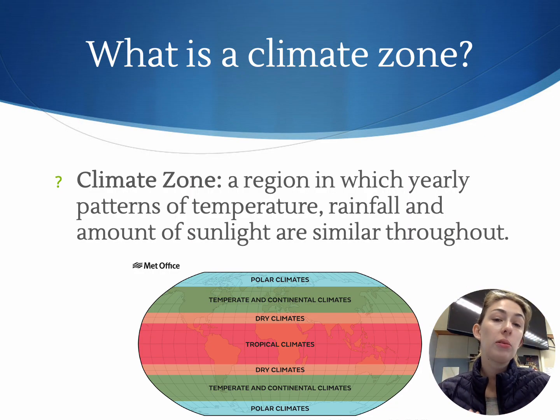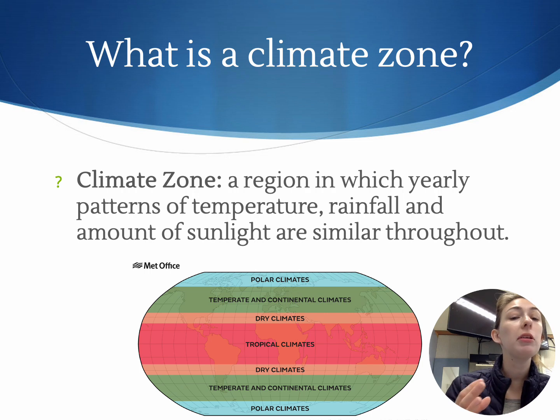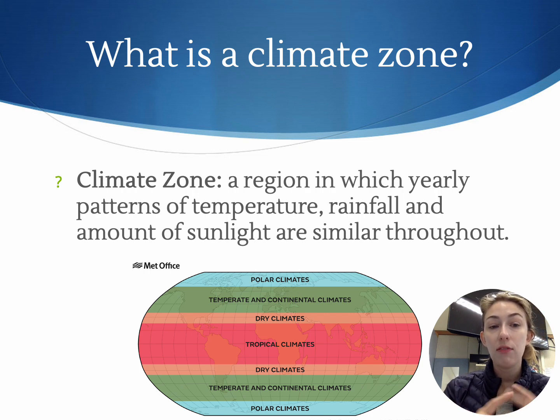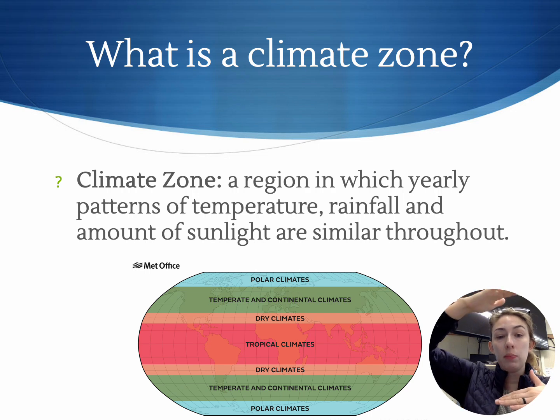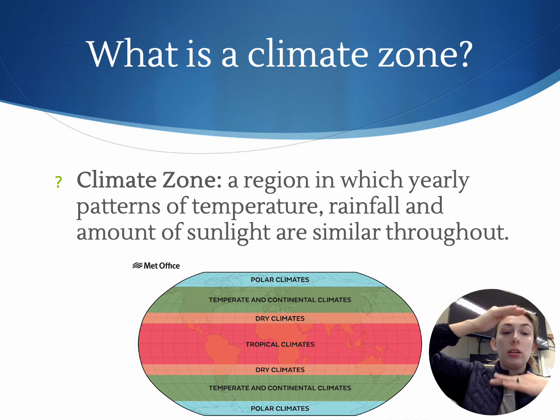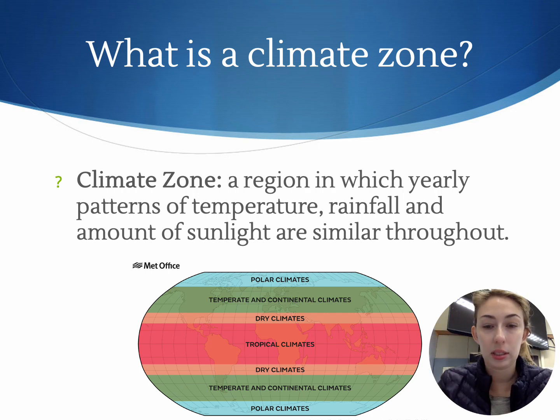And the climate zone is going to be slightly different. A climate zone is a region in which yearly patterns of temperature, rainfall, and the amount of sunlight are similar. And so with that being said, it's going to be based usually on the equator, with the tops and bottoms being polar climates, working our way closer to the equator, temperate and continental climates, to dry climates, and to our tropical climates.